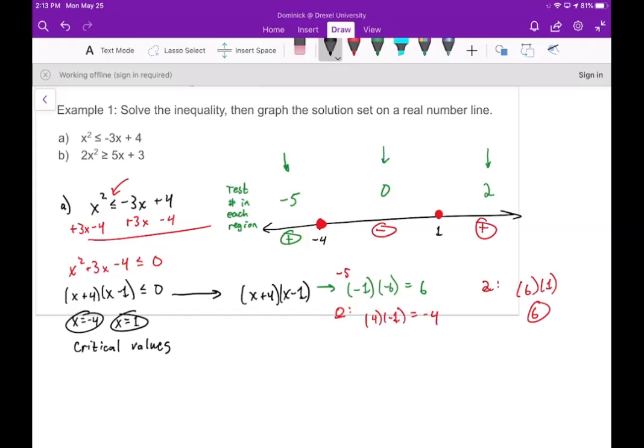Now, if we look at our problem, we want this to be less than or equal to 0, so I want it to be negative. So I want this stuff. That's where my solution is. And of course, we could say this in interval notation by saying negative 4 to 1 with brackets on both. And that's the idea.